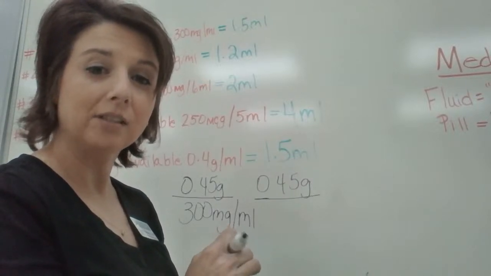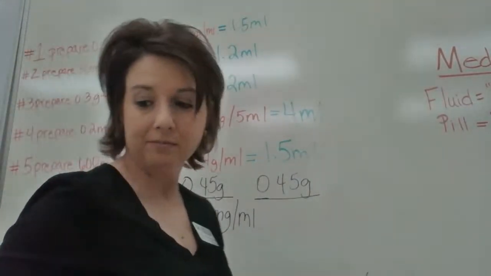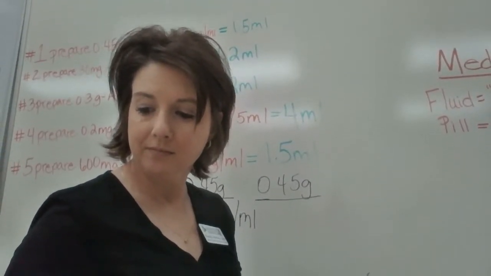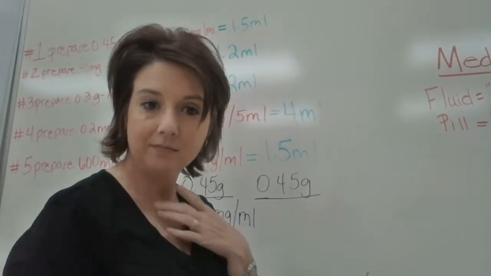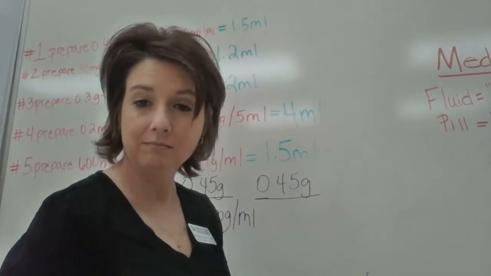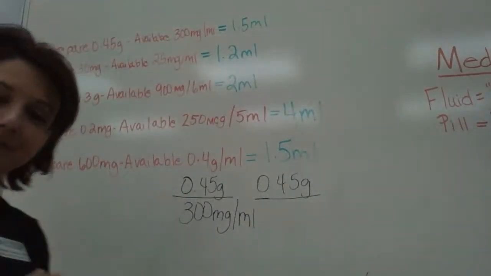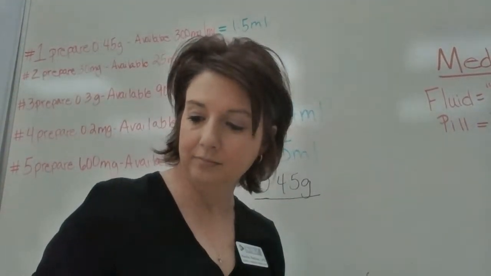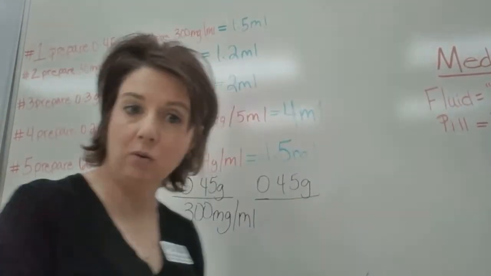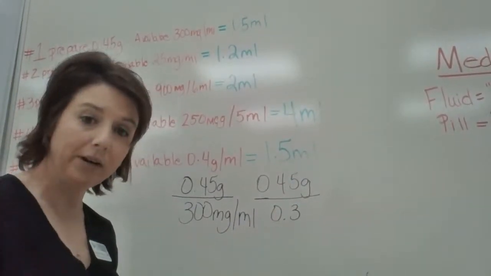Divide the top number by 1,000, right? So what does that give us? Still a big number. 300 by 1,000, right? Or which one? $0.3. Then what do we do?